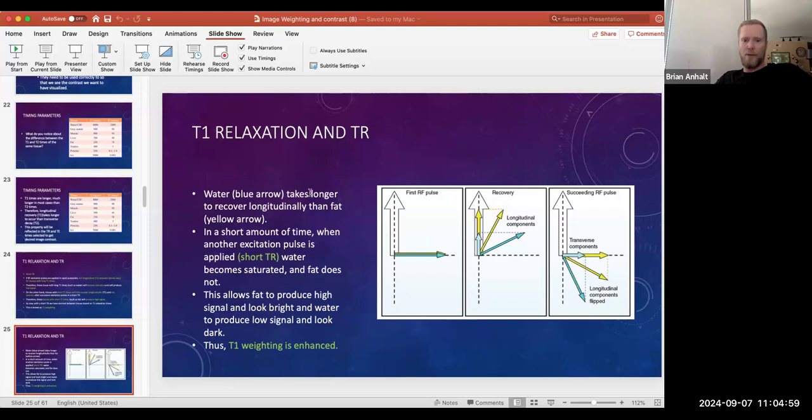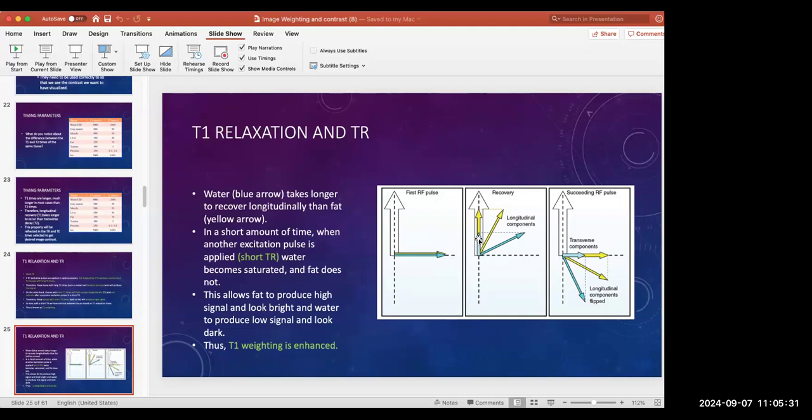So here we go. Water, blue arrow, takes longer to recover than fat. So we excite. We're not listening back to an echo on this first one. We have to prepare the tissues. So we don't collect an echo after the first TR in a T1 weighted image. In a short amount of time, fat recovers longitudinally much faster than water does because it has a quick or a long T1 time. Does fat have a long T1 time or a short T1 time? Short. It recovers fast, right?